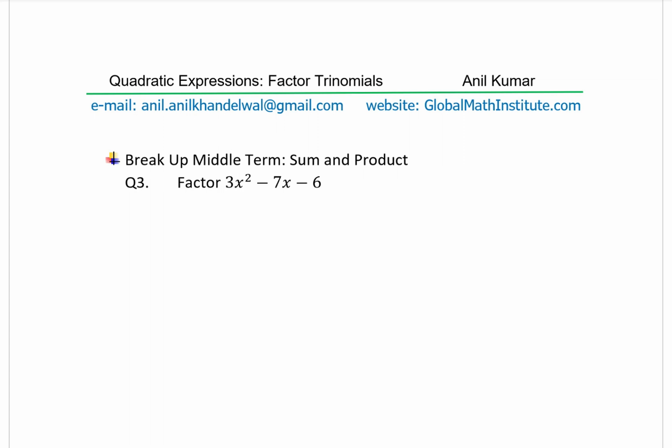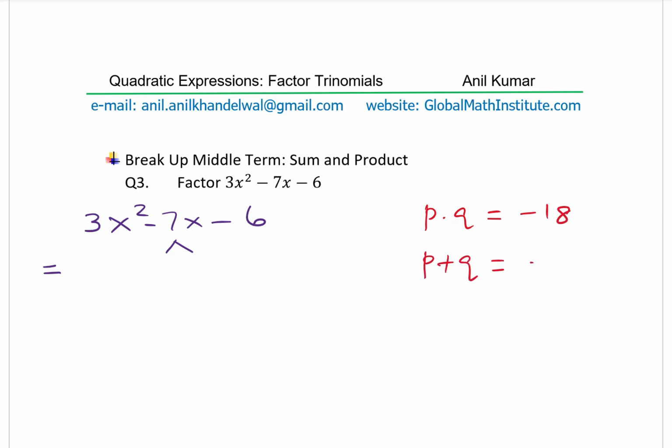Let this be a test question for you. You can now copy this question, find the solution, and then match with my solution. The question is 3x squared minus 7x minus 6. You need to split the middle term into 2. How are you going to get those two numbers? Well, the product of those two numbers should be 3 times minus 6, which is minus 18. And the sum should be how much? Minus 7.